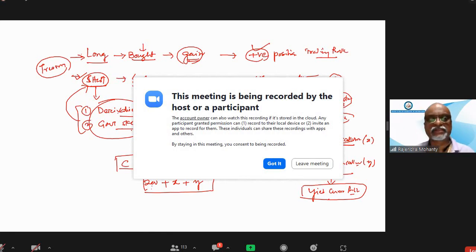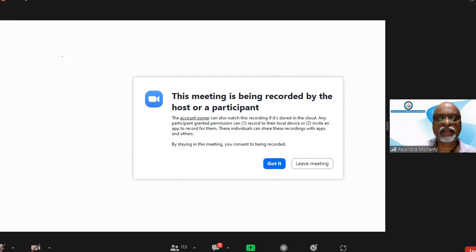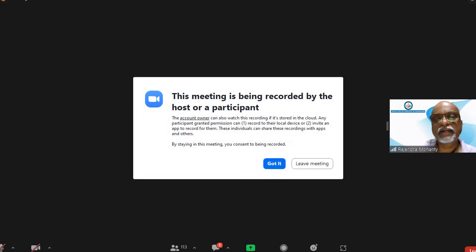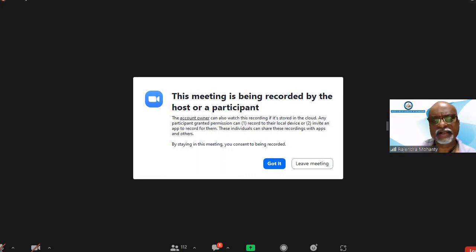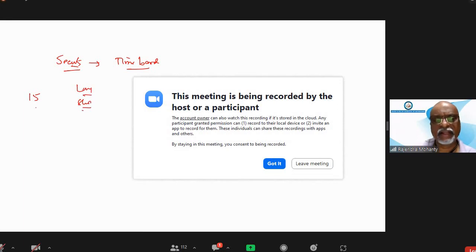Those securities might be all securities, whatever security they are invested in, they have a time band. The time band is nothing but the remaining maturity of the security. So the RBI has prescribed 15 different time bands. So you have to place the long position and short position of each security into different time bands.